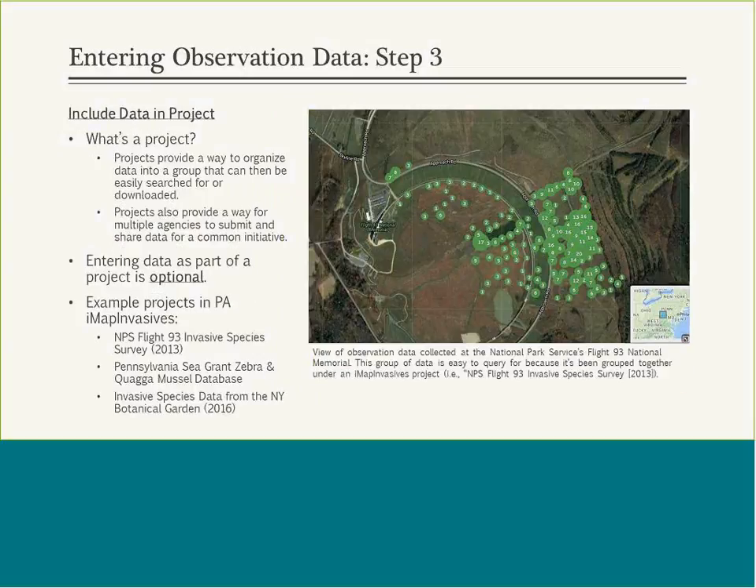Step 3 is including data in a project. And so what is a project exactly? Projects in the IMAP program are a way for you to organize your data into a group that can be easily searched for or downloaded. It also provides a really great way for multiple agencies that might be working together to submit and then share data for a common initiative.